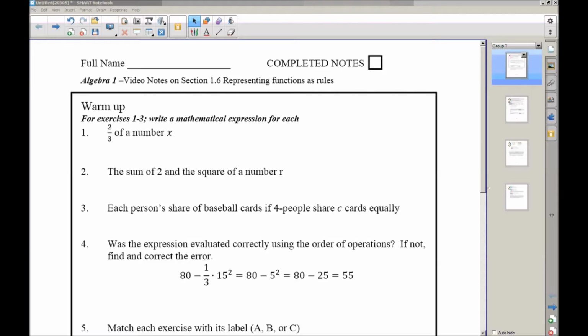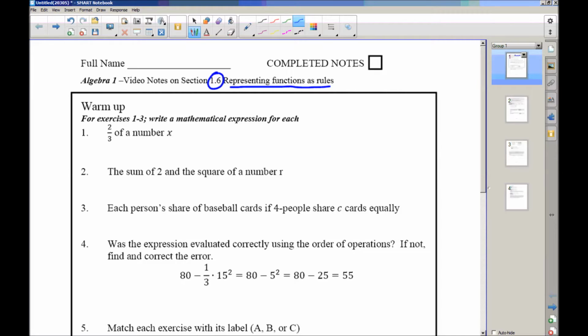Today we are covering section 1.6, representing functions as rules. Okay? As always, if you have not tried the warm-up, please pause the video and do that yourself before you come back and check it over. For exercises 1 through 3, write a mathematical expression for each.